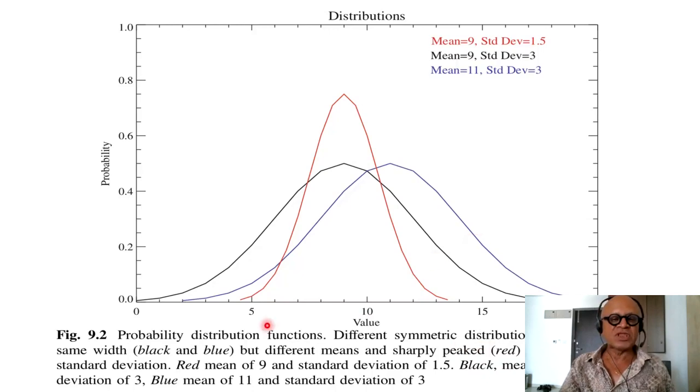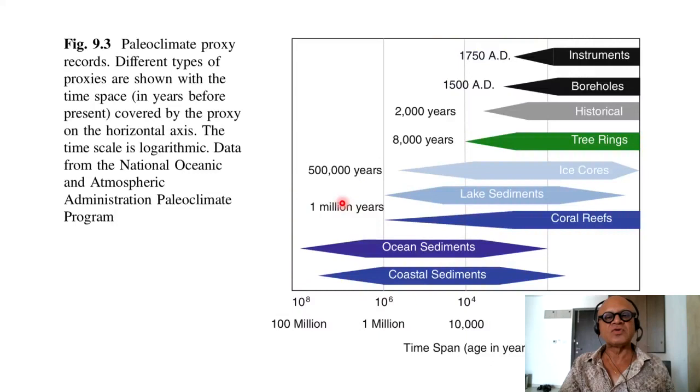Broad with the same width, black and blue. So these are just shifted, as we saw before, with the tails shifting when climate change happens, and the mean shifts, the distribution remains the same. And in the red, mean of 9 and standard deviation of 1.5. Black has a mean of 9 and standard deviation of 3. Blue has a mean of 11 but standard deviation remains 3, and so on. So one has to see if the model can do these non-stationary climates as well.